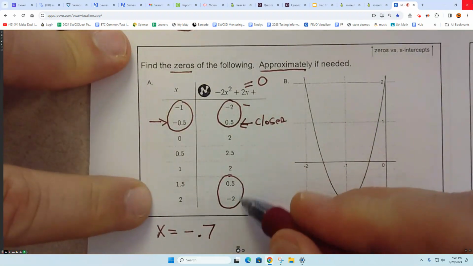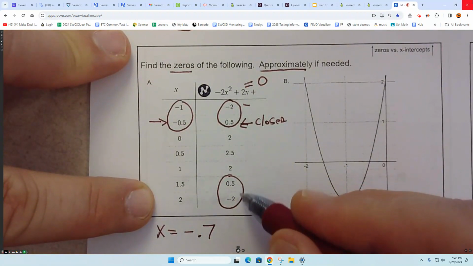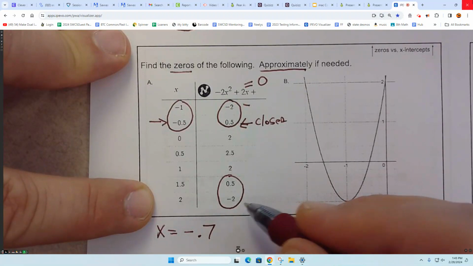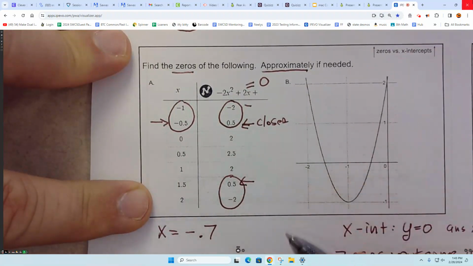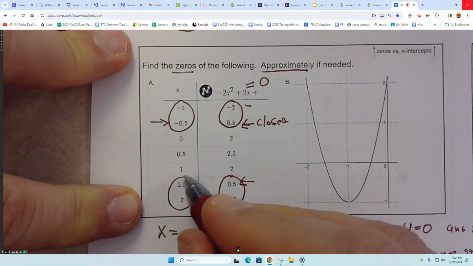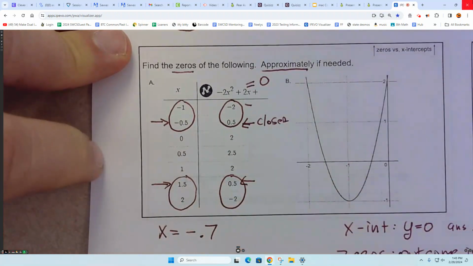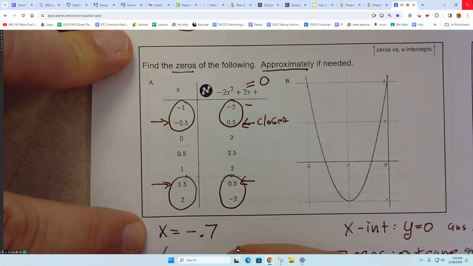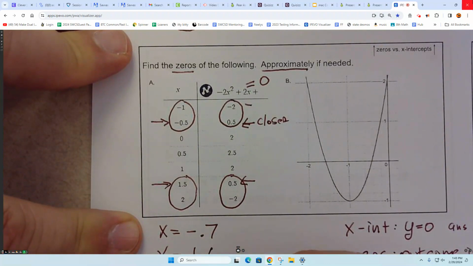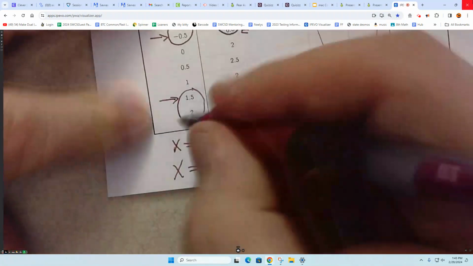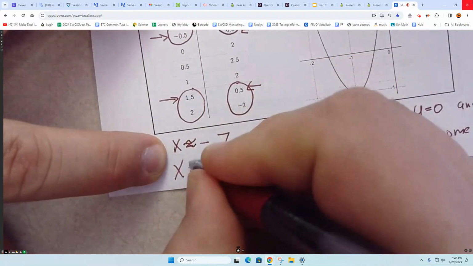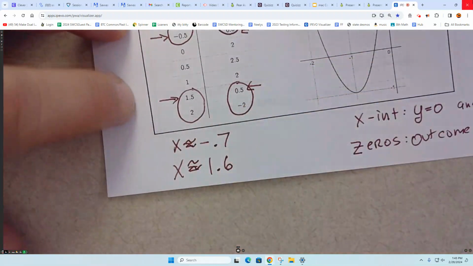We said the other one is here. Is it closer to 0.5 or to negative 2? We know it's closer to this one. So it's between these numbers, but it's closer to that one. I'm going to have to say 1.6, love it. 1.7, I love it. And I should actually be using my squiggles here. 0.7.